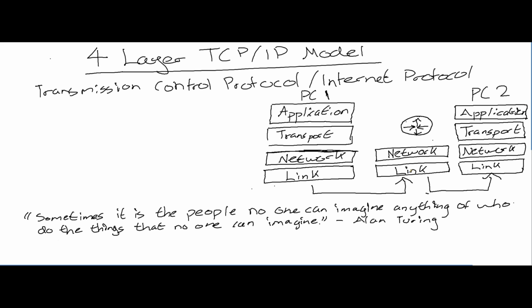That's what happens at the network and the link layer there. I hope that's all made sense. It's quite a difficult concept to get your head around for the first time, but once you do, it all makes sense quite nicely.